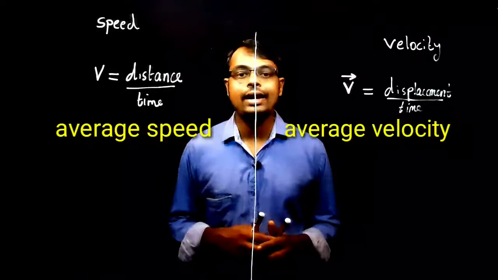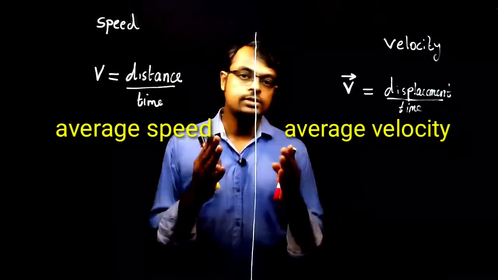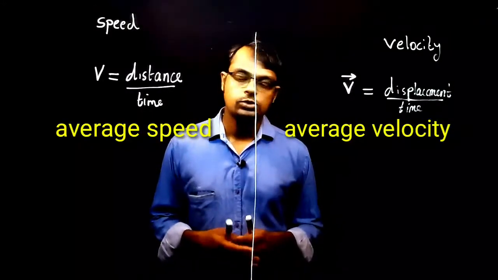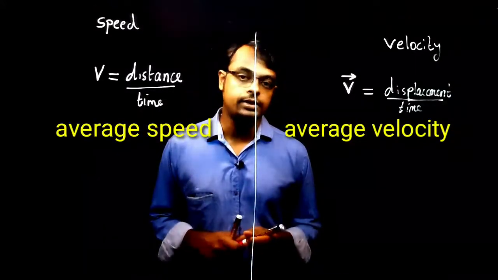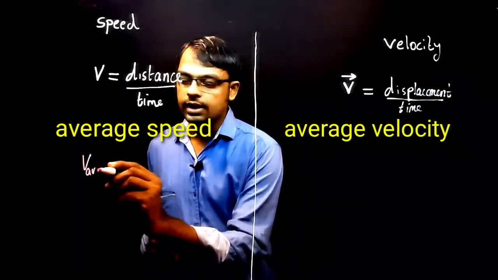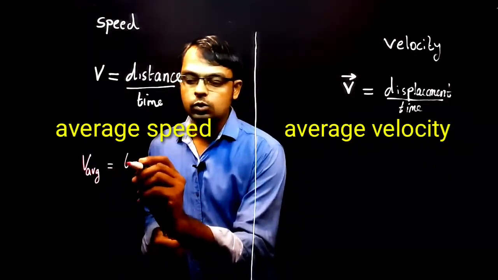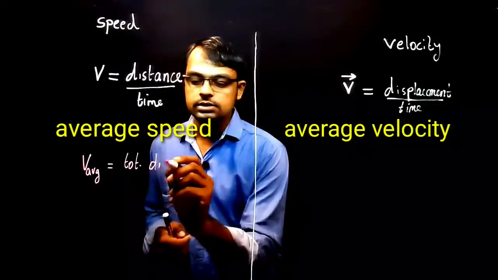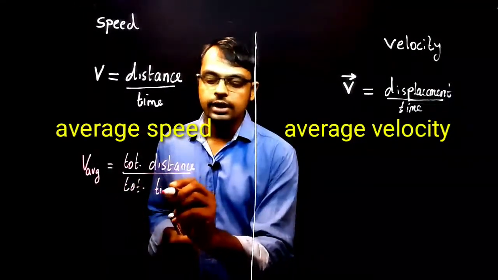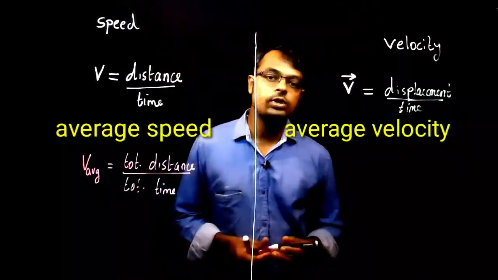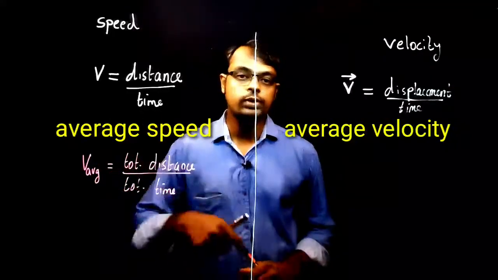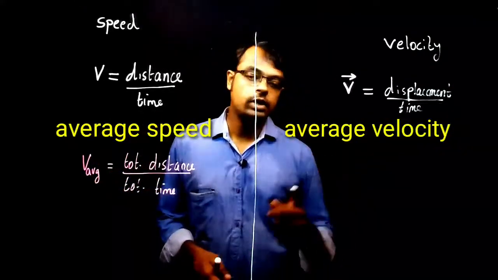Now let's discuss average speed and average velocity. What is meant by average speed? Just imagine a body or a car traveling with different speeds. How do we calculate the average speed? Average speed is equal to the total distance traveled by the body divided by the total time taken. Total distance traveled by the body divided by total time taken gives us the average speed. At the same time, what is the average velocity?